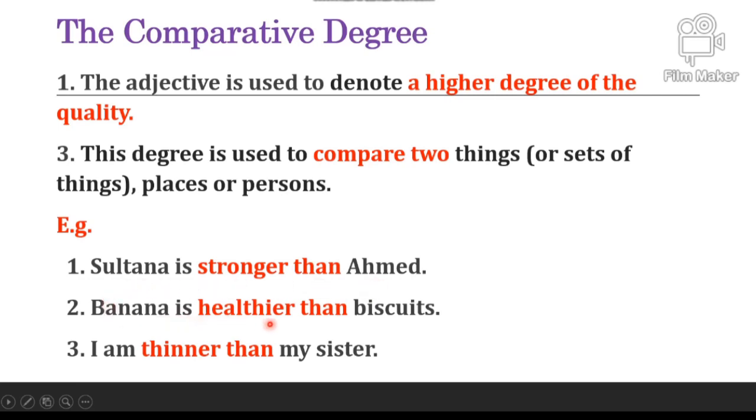Banana is healthier than biscuits. Here, banana and biscuit, they are compared. I am thinner than my sister. Here, I and sister are compared.